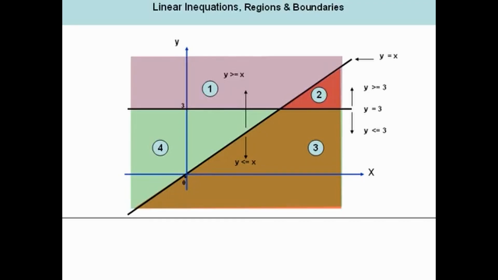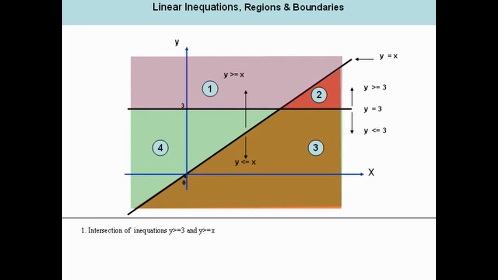So where those two intersect or where they overlap can be described by the inequation of y is greater than or equal to 3 and y is greater than or equal to x. So that shaded area shown, region number 1, is y is greater than or equal to 3 and y is greater than or equal to x. That's simply an overlapping region, or if you like, an intersecting region for those two equations.